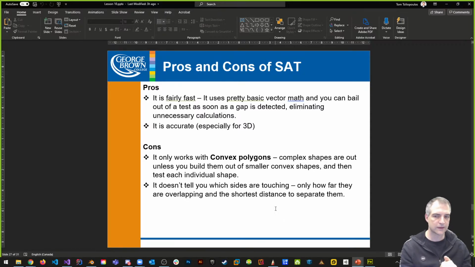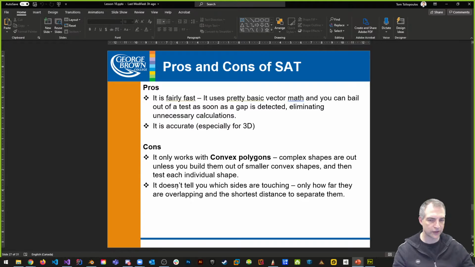On the downside, it works only with convex polygons. When we have concave polygons, it doesn't really work that great, so that's a problem. And really complex shapes are out unless you build them out of smaller convex shapes, which is actually another strategy for collision detection. One strategy we can use is to combine colliders or collider shapes so that we can create more of a mesh. But when we do such a thing, we're doing multiple checks per object. Multiple checks per object equates to a higher number of computations per frame, which means it's less efficient.